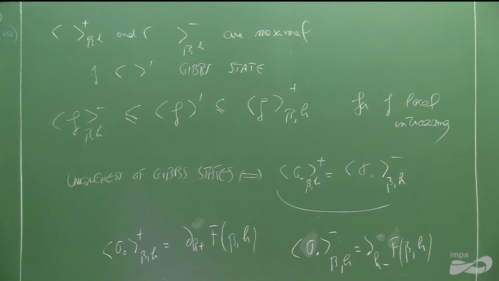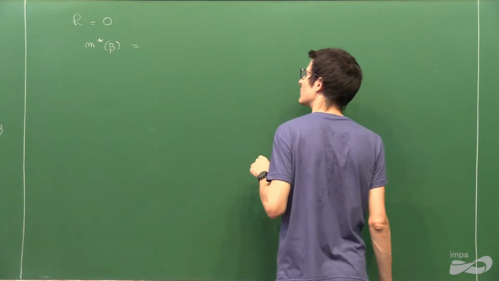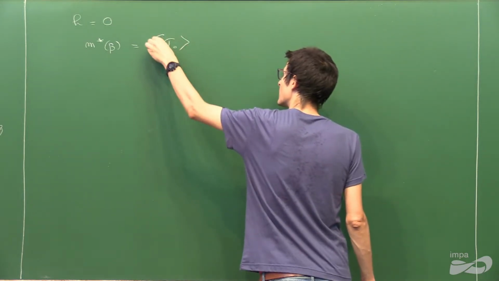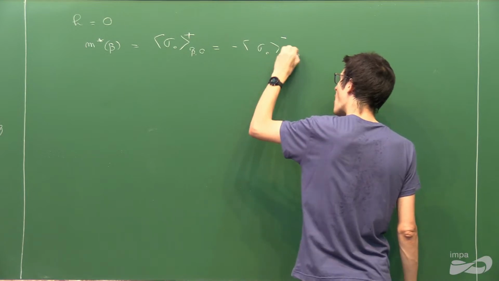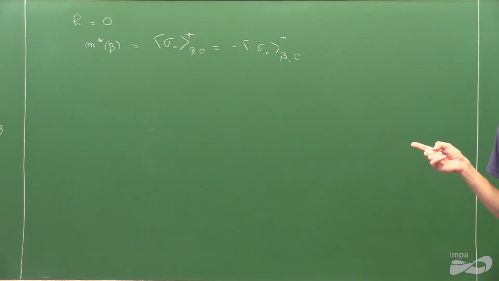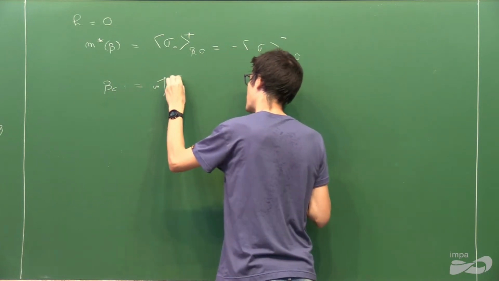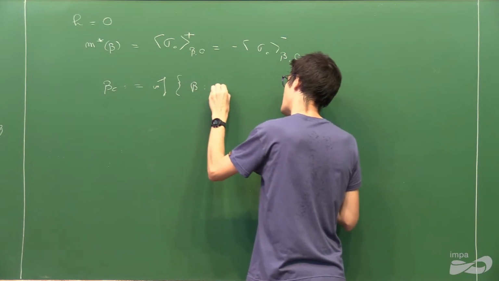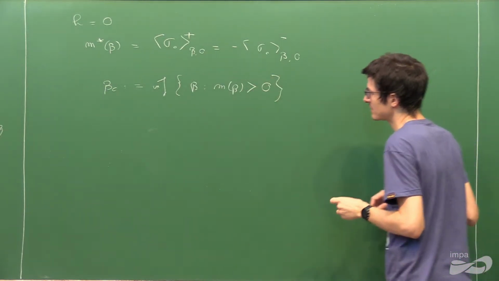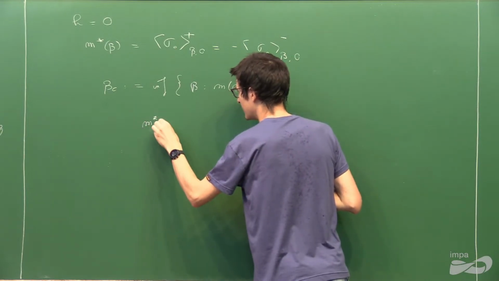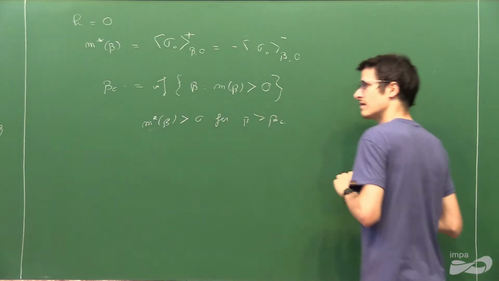Okay, what we had seen in that case, if you look at m star beta, which is just this thing, we have seen that this is an increasing function. So in particular, if you define beta c as the infimum of beta such that m star beta is larger than 0, what you have is that m star beta is positive for beta larger than beta c. Okay, basically.